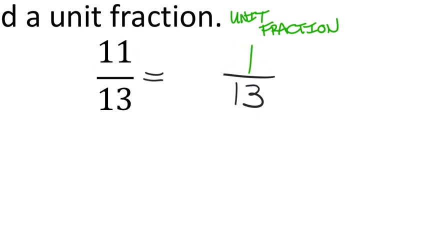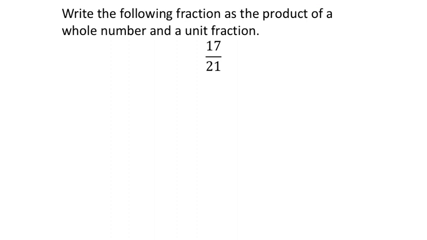All right, but what happens to that 11? Well, we just take it out front and then we simply multiply it by it. So this is like having 11 groups of 1/13ths, which is what this is saying too, right? You have 11 pieces that are size 13ths. Same exact thing, just shown in two different ways. This is what they're looking for on these types of problems. So what do you think about this one?